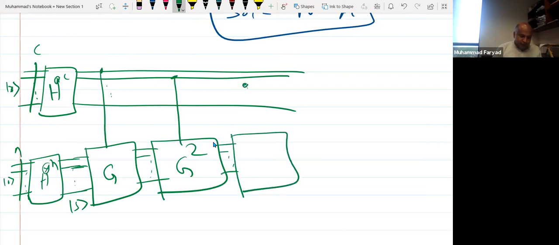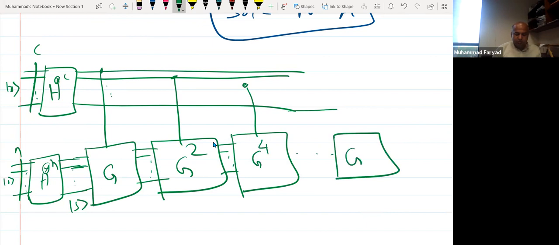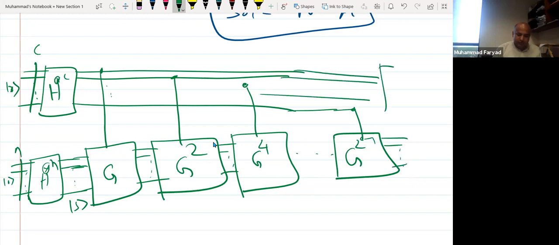And then by the next qubit, Grover power 4, which is 2 power 2, and so on, all the way to Grover 2 power C minus 1. And then applying an inverse quantum Fourier transform here and doing measurements over here. So this is how we can use it.